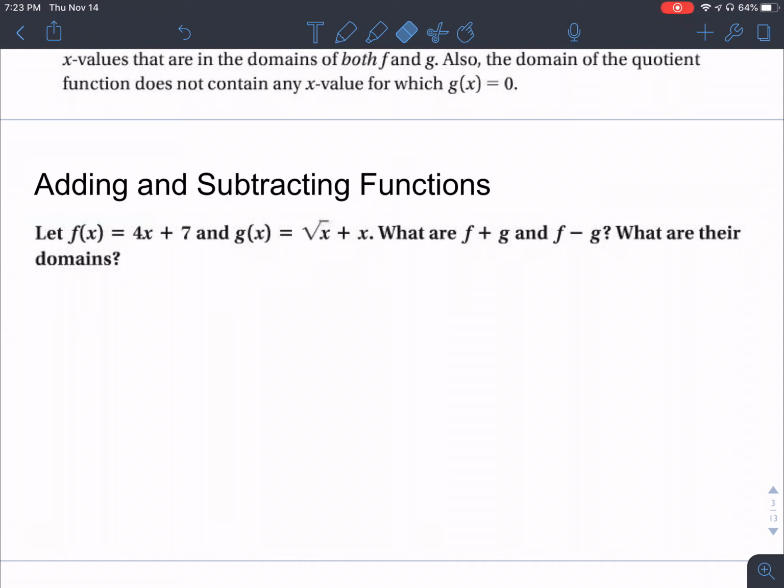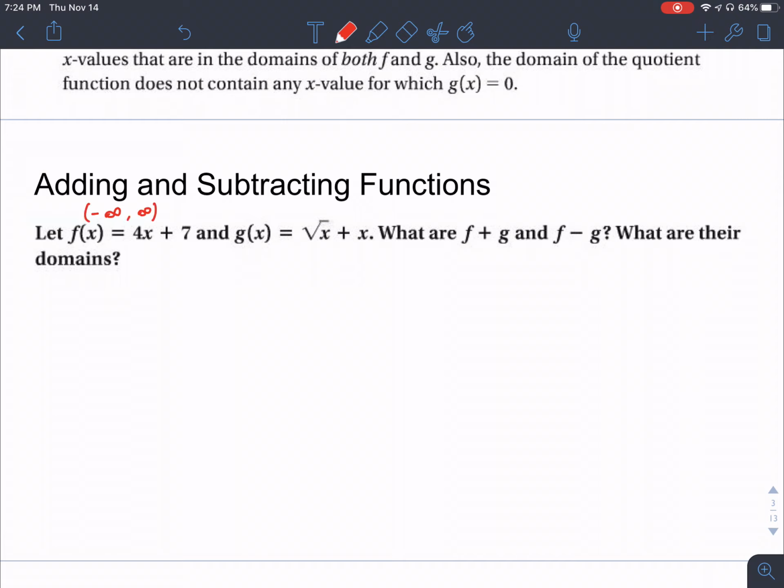Well, first off, let's figure out the domains of each function. For f of x, we've got 4x plus 7. Is there any x value that I can plug into x which would give us an undefined answer, or an imaginary answer, or some other type of answer where math fails? The answer to that is no. So f of x has an unlimited domain, right? So its domain literally goes from negative infinity to positive infinity.